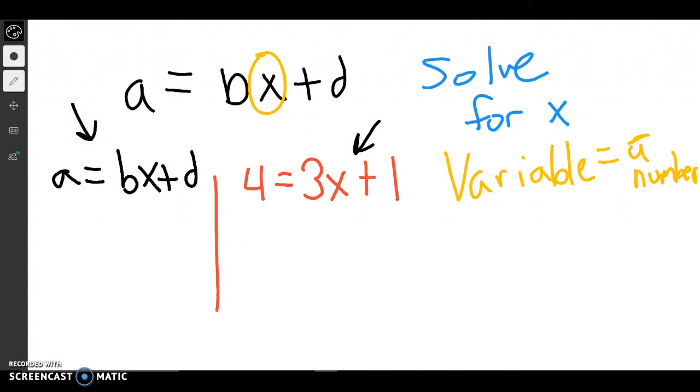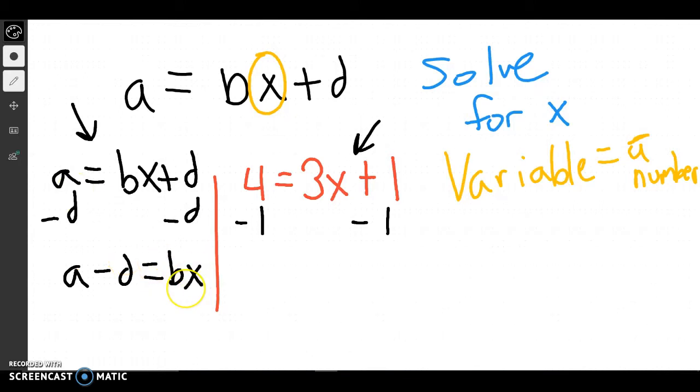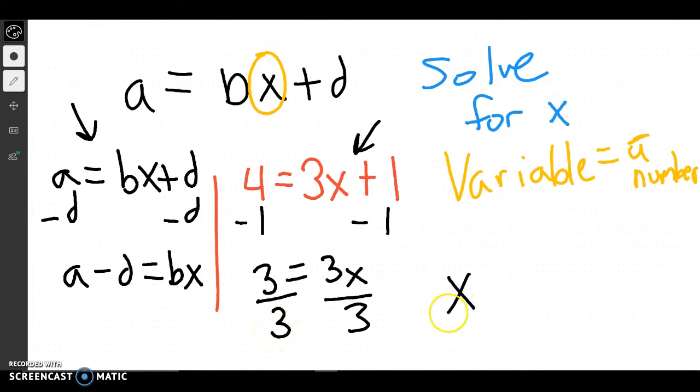So when I have this, I have 4 equals 3x plus 1. So the first thing I would do is I would subtract 1 from each side. Well, the first thing I do over here is I would subtract d from each side. So I'd have a minus d equals bx. And then over here, I would have 3 equals 3x. Well, now over here, the next step I would do is I would divide by 3. So I divide those things by 3, and I would get x equals 1.